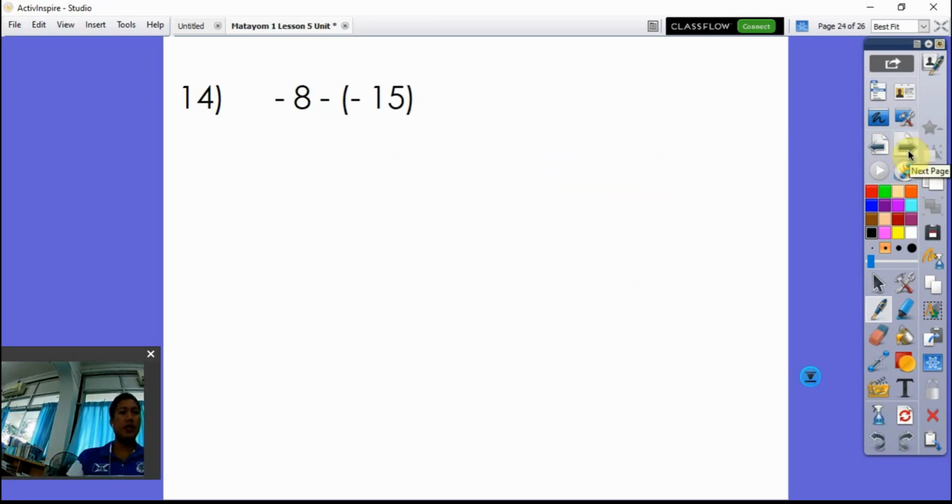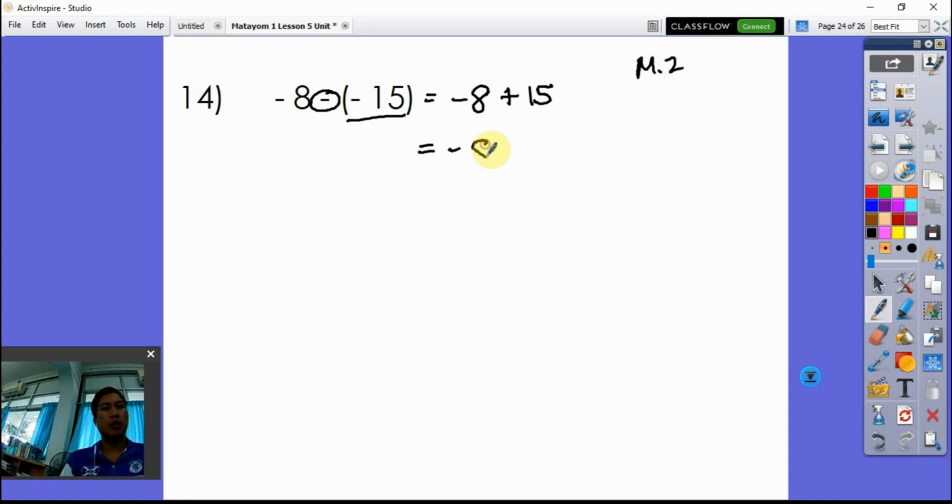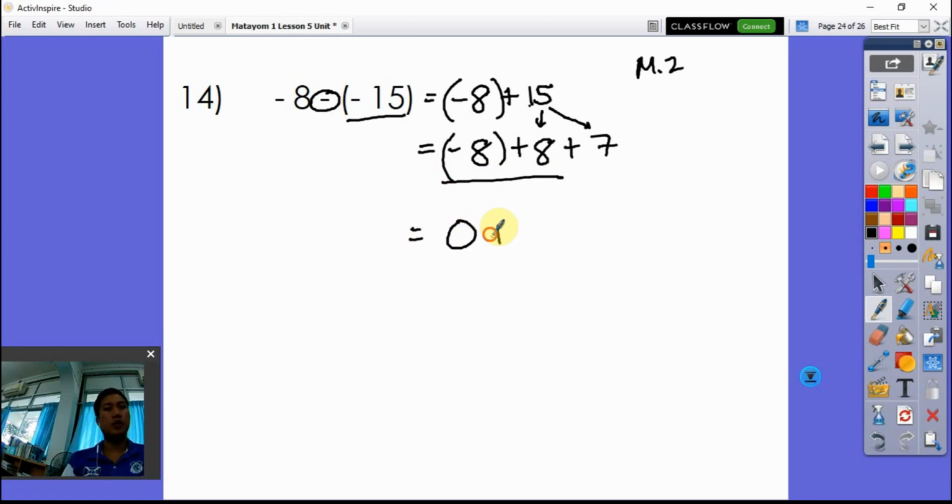Okay, let's look at number 14. Number 14 is -8. Change the minus sign to plus, and then we have -15 to become 15. Now let's try method number 2. Method number 2 is making 0. So we have -8 plus the opposite of -8, which is 8. Right? So we change 15 into 8 and 7. So -8 plus 8 is equal to 0 plus 7. So the final answer here is equal to 7.